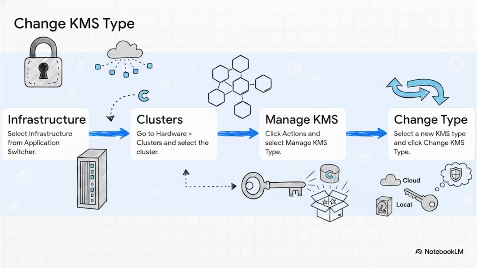First, from the Prism Central application switcher, you'll select Infrastructure. Then you navigate to Hardware, and then Clusters. From that list view, you select your encrypted cluster.